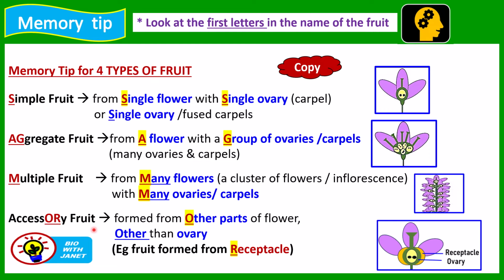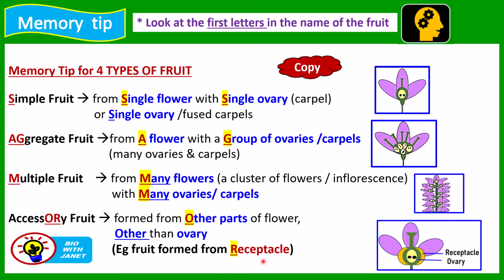Now, accessory fruit. For this type of fruit, look at the 2 letters here, O and R. The O here means other parts of the flower. Accessory fruit is formed from other parts of the flower other than the ovary. Not the ovary, other than the ovary. For example, from the receptacle. The R is for the receptacle.